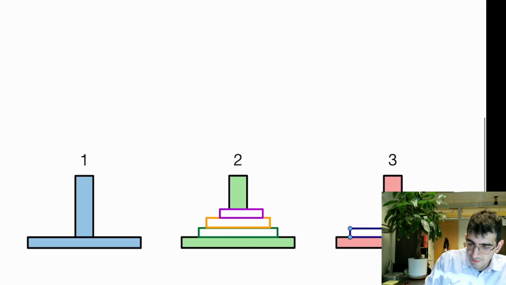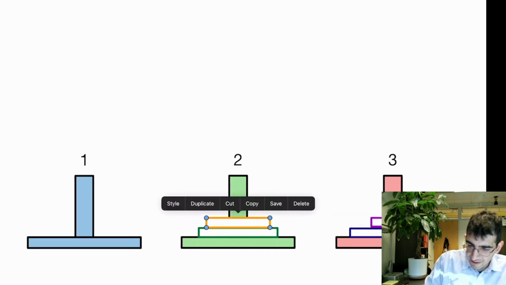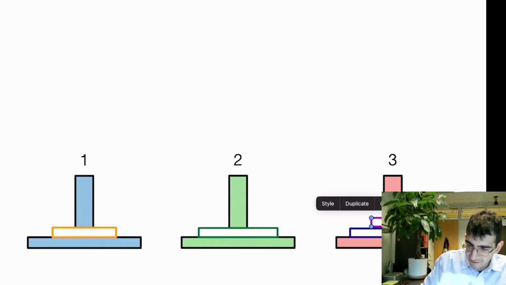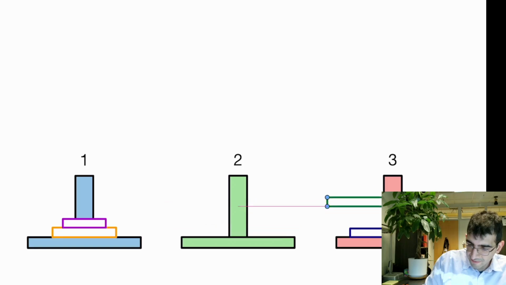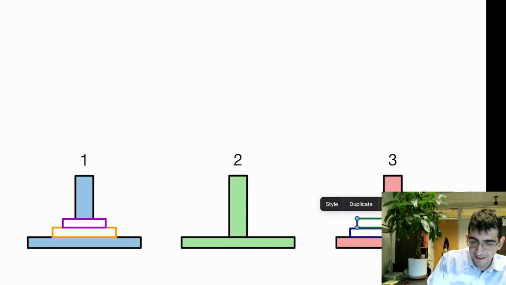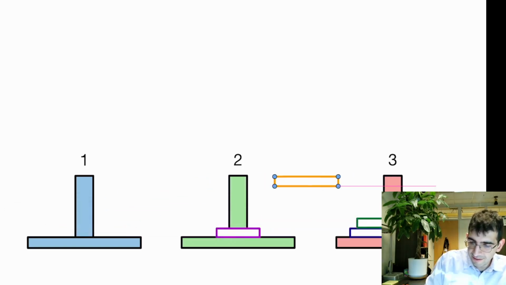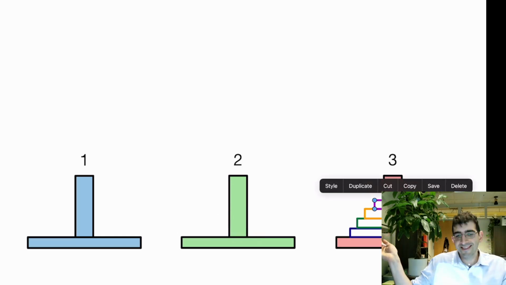Then we can move the smallest disc onto pole 3. Then the yellow disc onto pole 1. Then the smallest disc onto pole 1. Then the green disc onto pole 3. Then the smallest disc onto pole 2. Yellow disc onto pole 3. Smallest disc onto pole 3. Bam. I can't believe I remembered to do that in one shot.